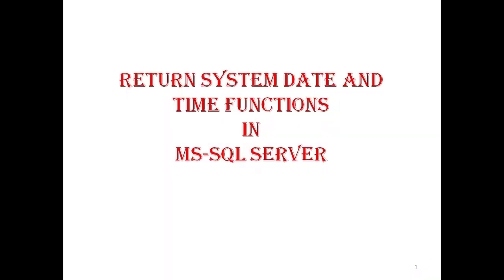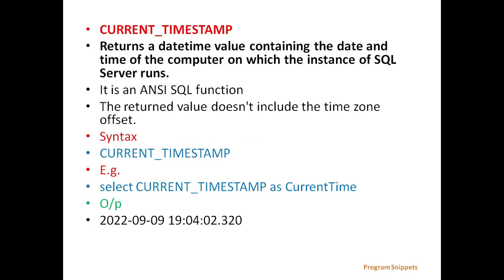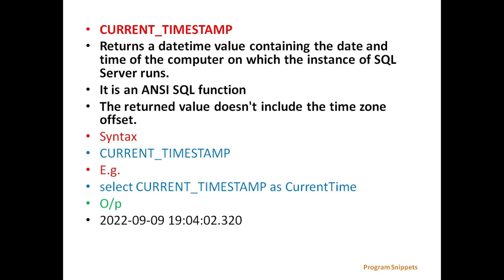Here we will see return system date and time functions in SQL Server. First is CURRENT_TIMESTAMP. This function returns a datetime value containing the date and time of the computer on which the instance of SQL Server runs. It is an ANSI SQL function. The return value doesn't include the time zone offset. General syntax is CURRENT_TIMESTAMP.